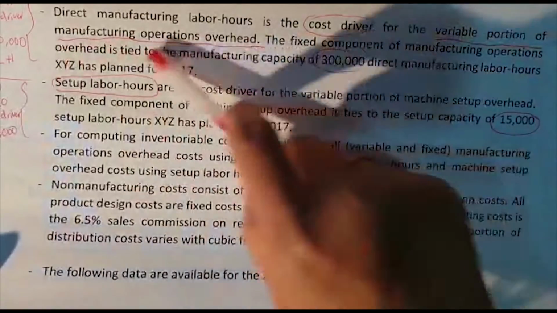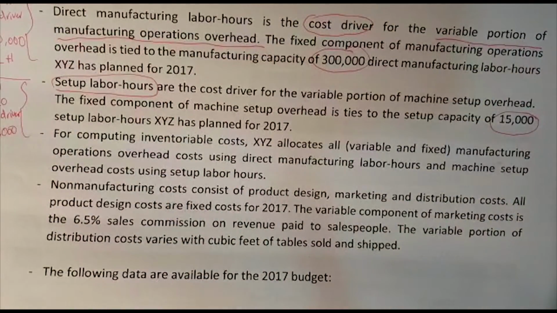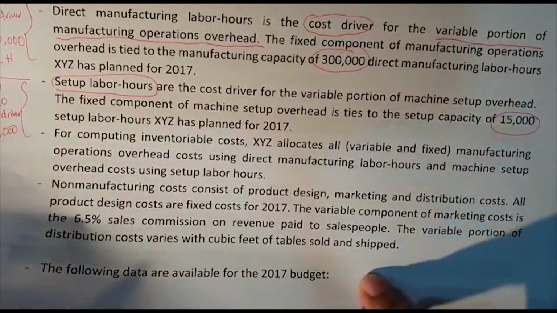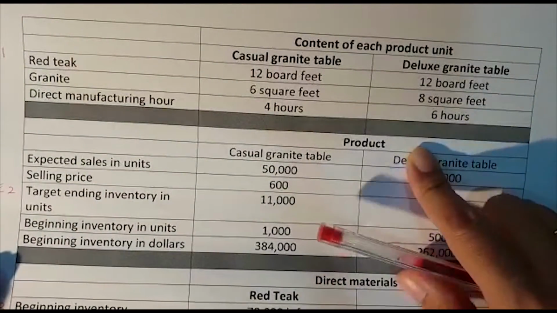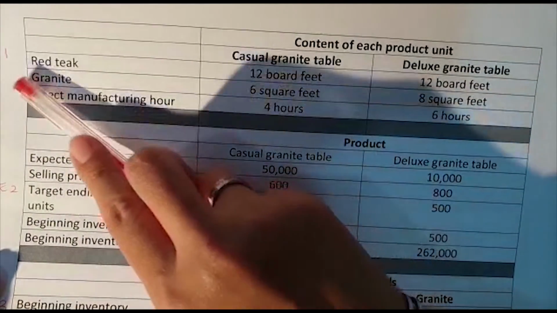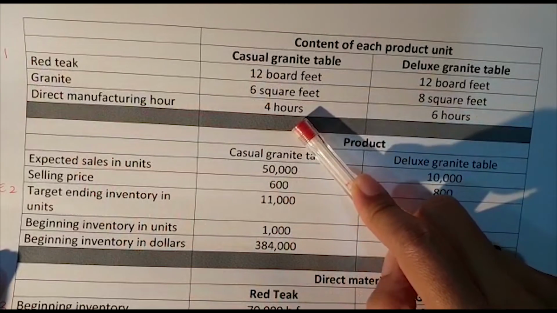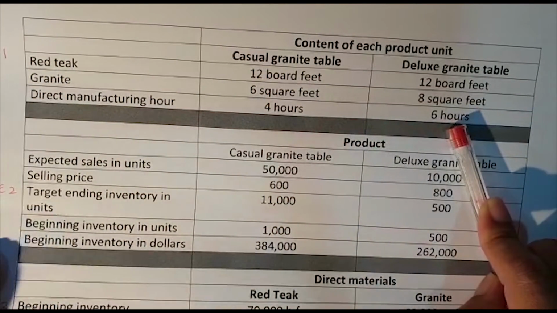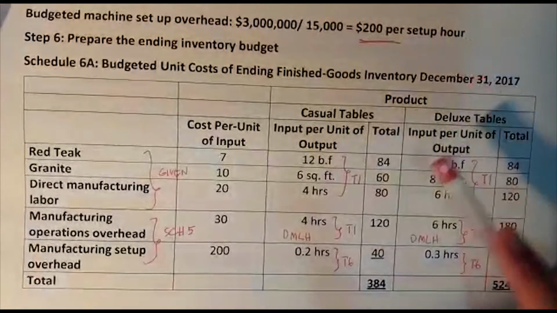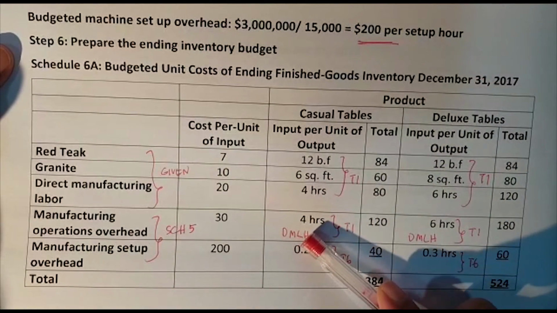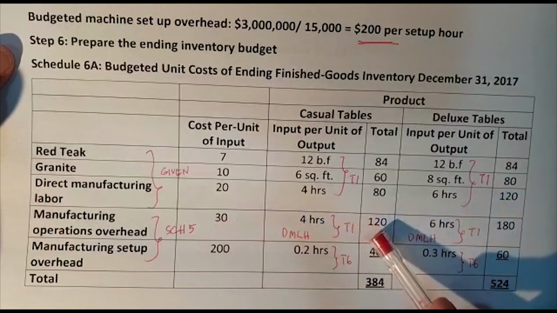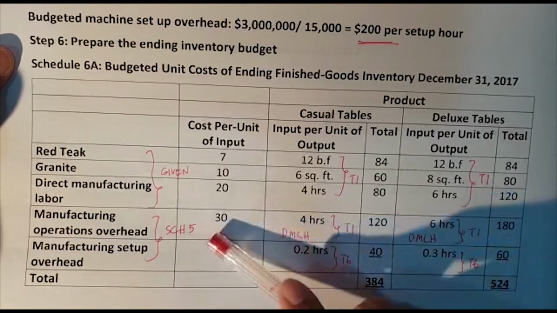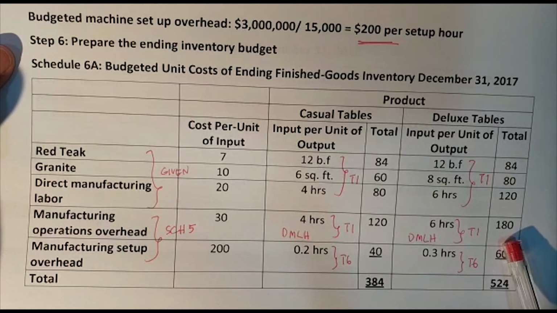So as we can see, based on this information given to us, and if we check back the number of direct manufacturing hours as in table 1, casual needs 4 hours and deluxe needs 6 hours. So that's why here is 4 hours for casual and 6 hours for deluxe, and we just need to multiply this, 30 times 4, we can get here 120, 30 times 6 hours, we got here 180.